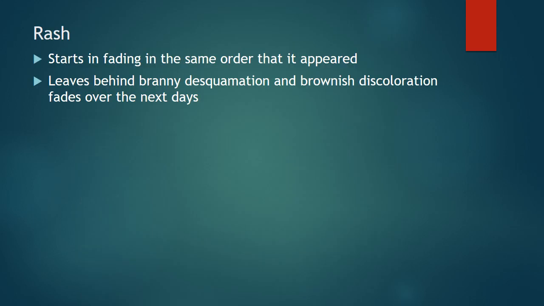About the rash of measles, it will fade in the same order that it appeared and will leave behind a brownish carmine and brownish discoloration that fades over the next days. It takes about 10 days for the rash to fade.